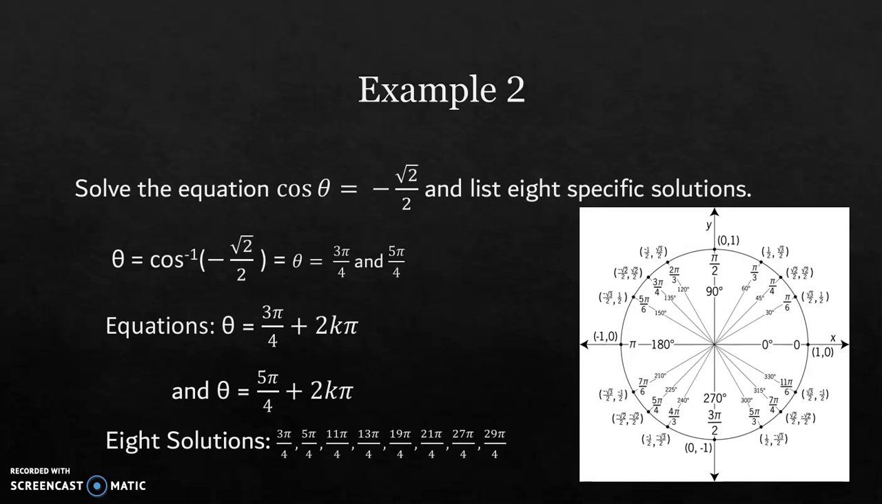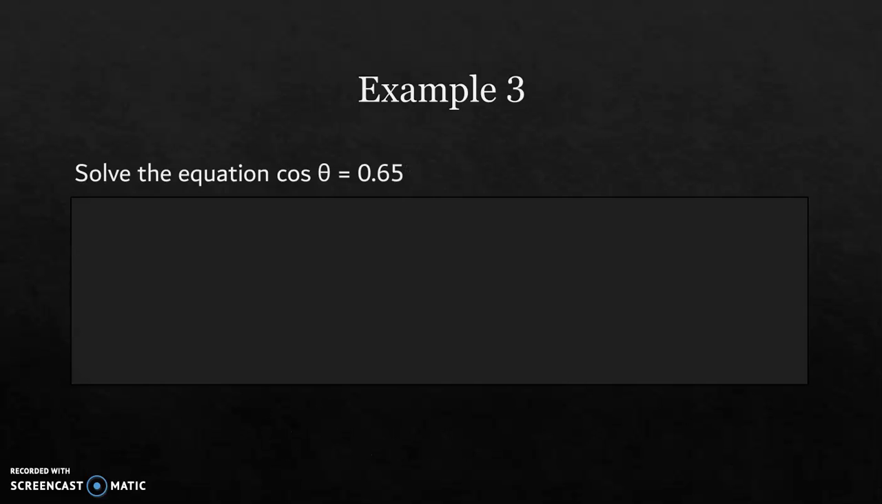Let's take a look at a slightly different example. This is going to be an example where the angle that they give, or the result, is not on the unit circle. So whenever they give something like this, the equation cosine theta equals 0.65, we're going for things that are not actually on the unit circle. So that means that we have to use our calculators to get this answer.